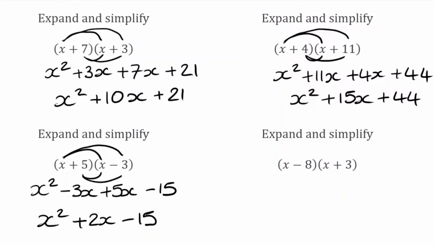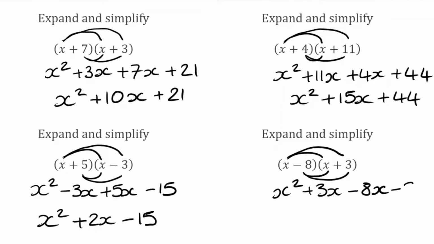Okay, and for the next question, we'd have x multiplied by x again, which is x squared. We'd have then x multiplied by 3, which gives us 3x. We then have negative 8 multiplied by x, which is negative 8x. And then finally, we'd have negative 8 multiplied by 3, which is negative 24. So combining those terms, we'd have x squared. Our terms of x, we've now got 3x take away 8x. So 3 take away 8 is negative 5, so we'd have minus 5 lots of x minus 24.